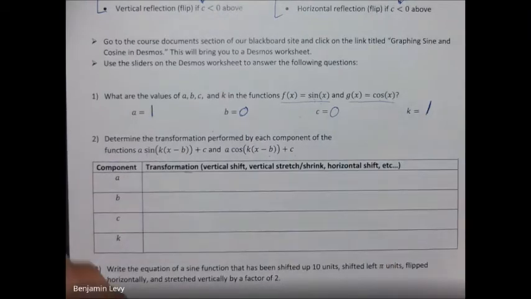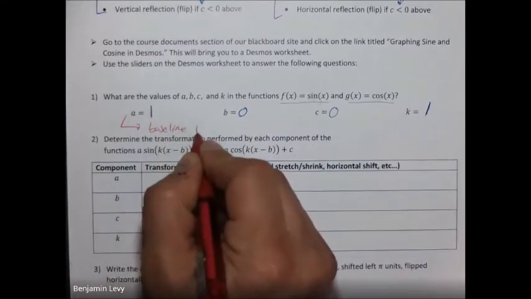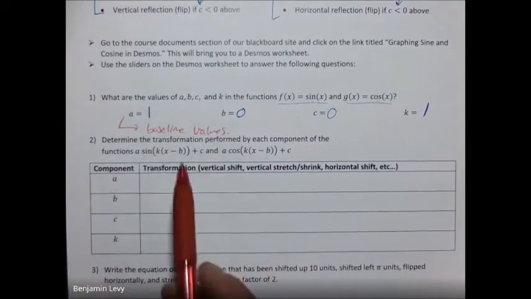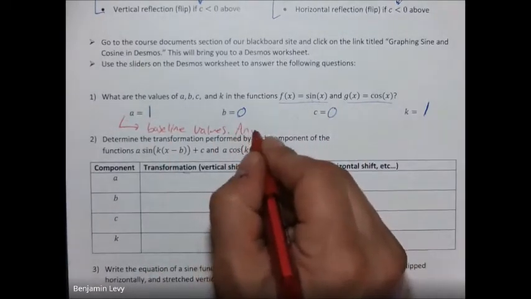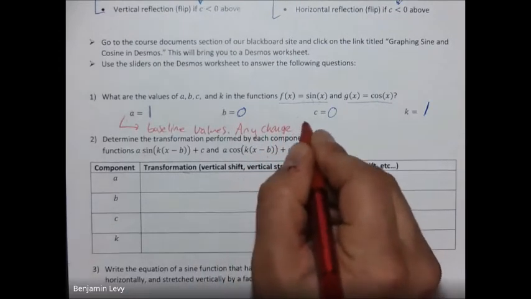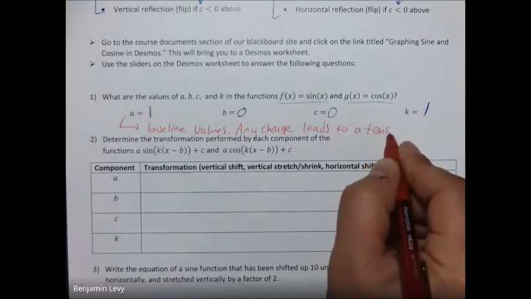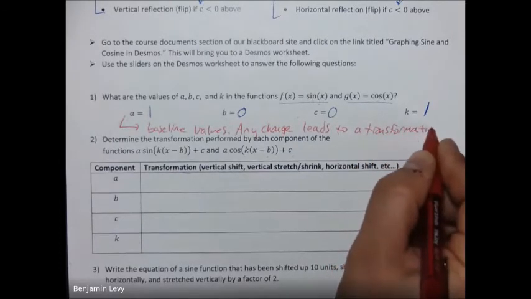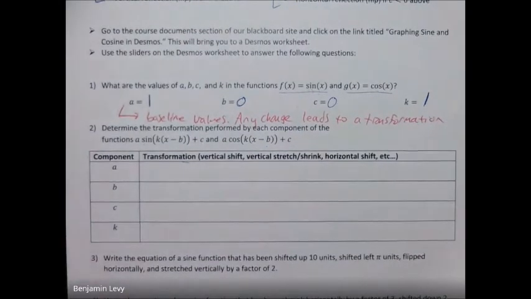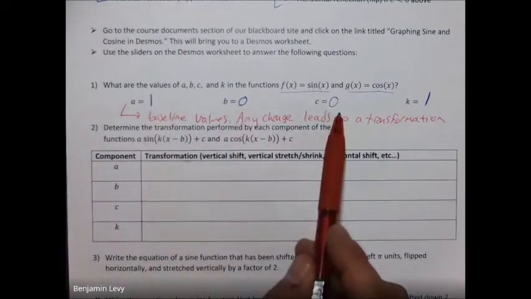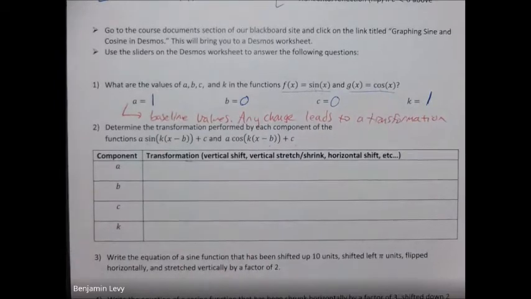All of these things that we just wrote down, these are what I would call the baseline values. Anytime we change these values, it's going to result in a transformation. If you go back to the Desmos page, you'll see that these are the values. You can refresh the page if you need to. These are the values that you start with, because that's what gives us the base functions sine and cosine.